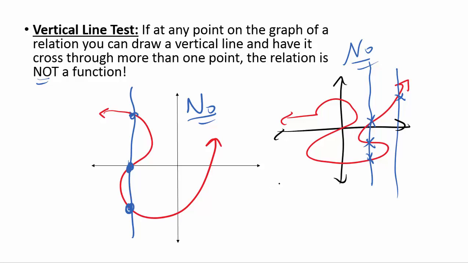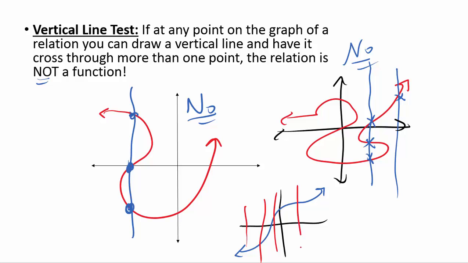Well, let's look at an example that might be a function here. If I were to draw a graph that looked something like this, I'll put arrows on the end to show that it might go on forever. If I keep drawing up and down vertical lines, I'm never hitting a spot where the x value repeats or it's going to cross more than one point. So yes, this would be a function.